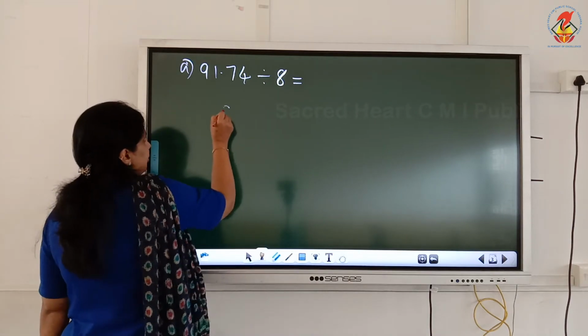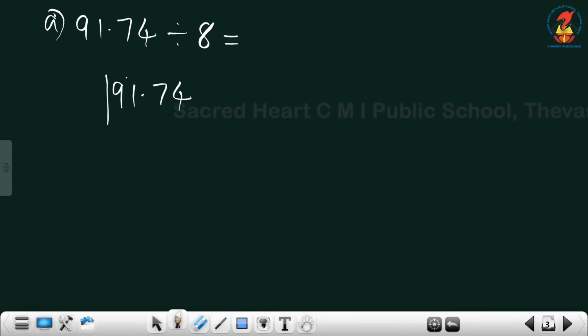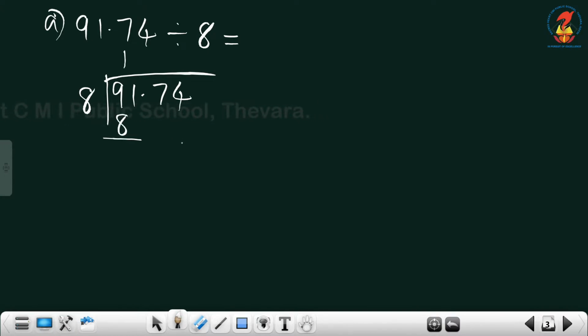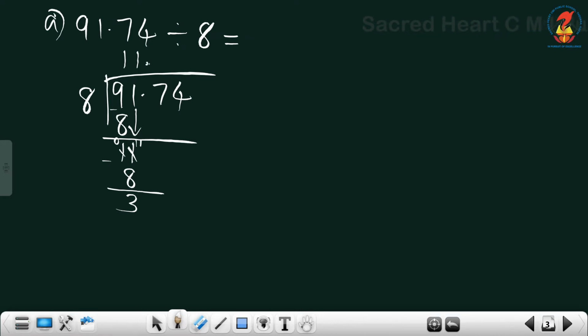That is 91.74, divided by 8. After that, you will understand. The first digit is 9. 8 into which number? 8 ones are 8, and the remainder is 1. For each and every step, I need to take one digit down. This also, 8 ones are 8, and the remainder will become 11 and then 3. Before taking the next digit down, I need to put a point here because the point is here, right?